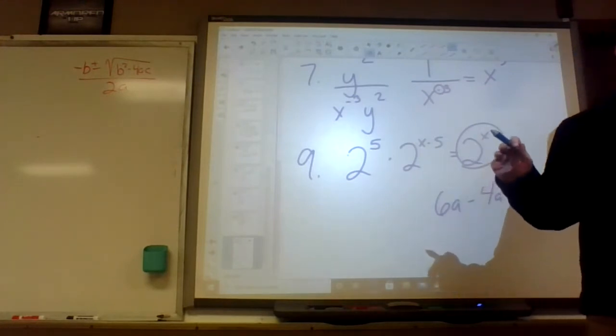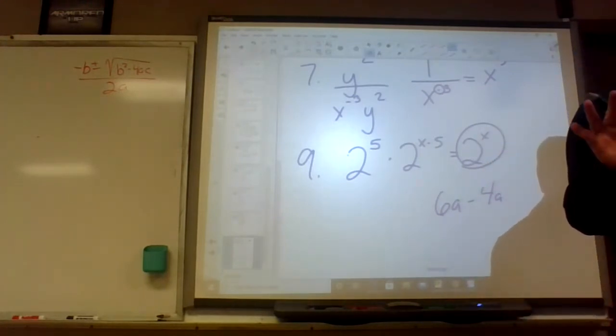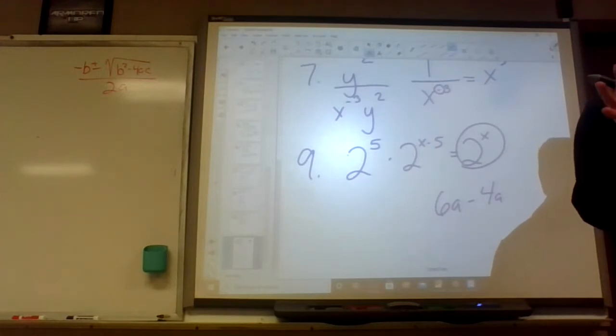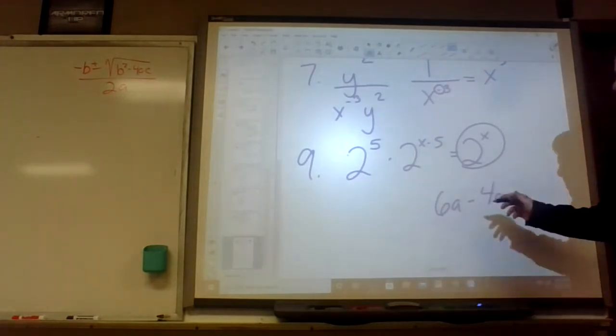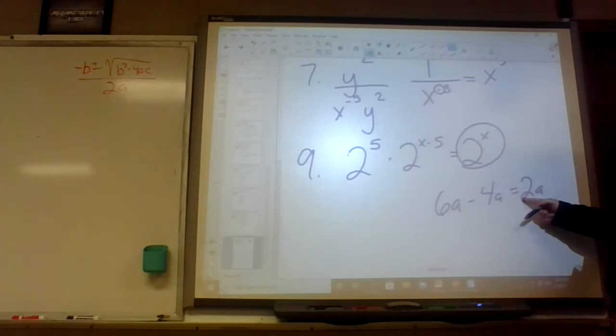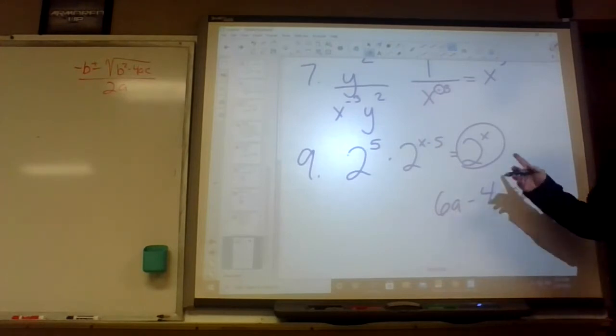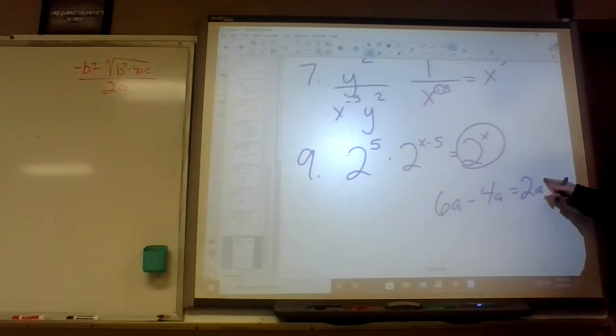2a. That's not the answer, that's the exponent. Oh, y. We subtracted the exponents. The exponent's not the answer, it's part of the answer.